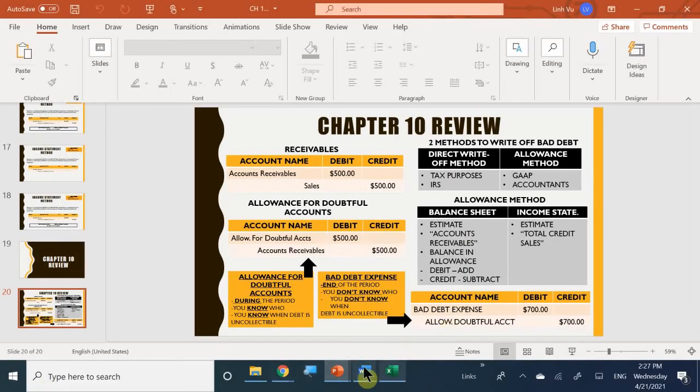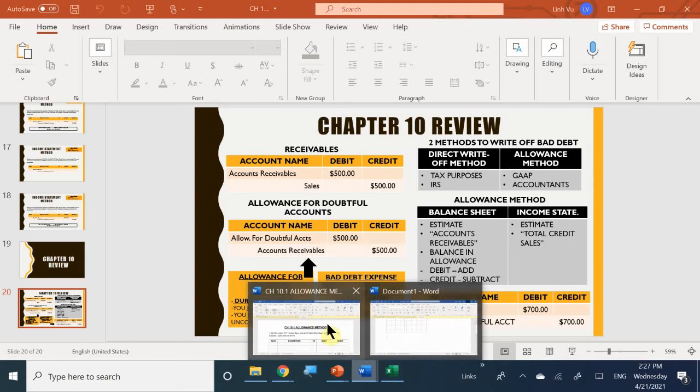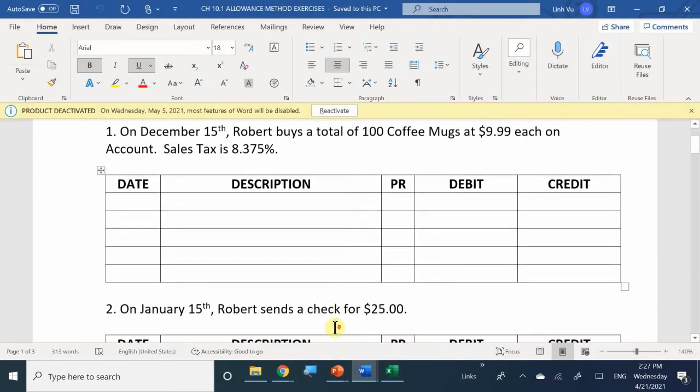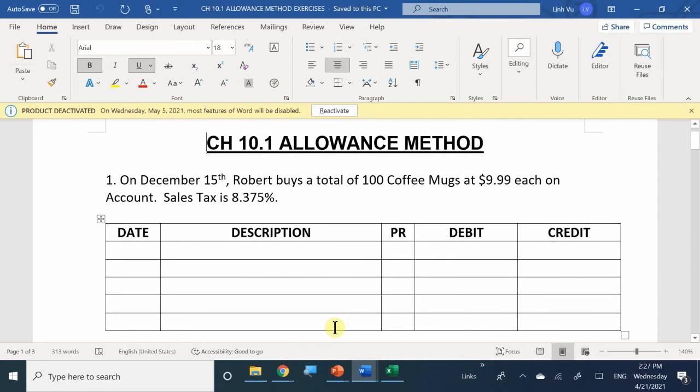So, no questions, right? So let's go ahead and dive right into the example that we have here. I'm going to go through a couple series of questions or scenarios, and what we're going to do is we're going to practice journalizing this, okay?